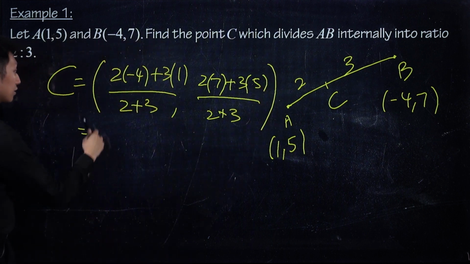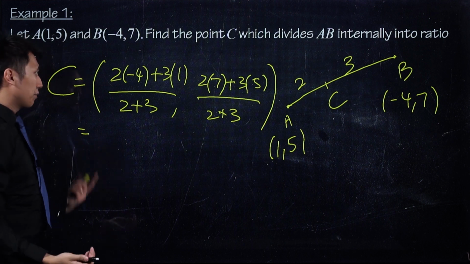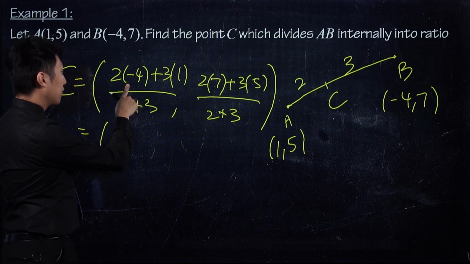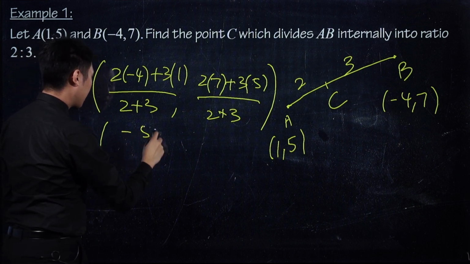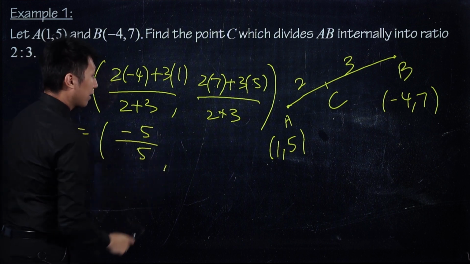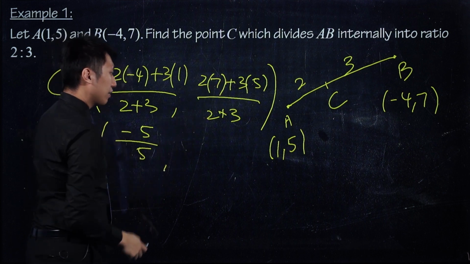So let's just get this done and we get our answers. Negative 8 plus 3, so negative 5, divided by 5. And here 14 plus 15, 29.